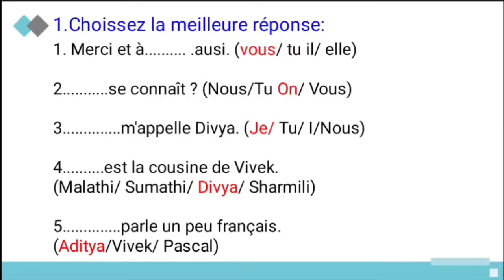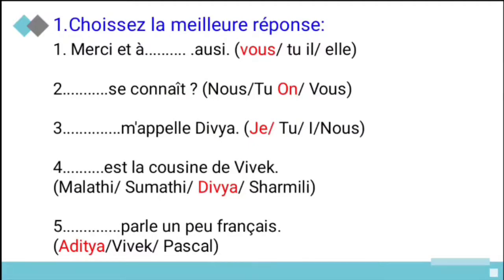We know each other. So it can be used for informal conversation. And next, third one is dash m'appelle Divya, je m'appelle. This is the pronominal verb conjugation. So my name is what? Divya. And next, dash la cousin the Vivek. So who is Vivek's cousin? Divya only. And fifth, dash parle un peu français. Who speaks a little French?